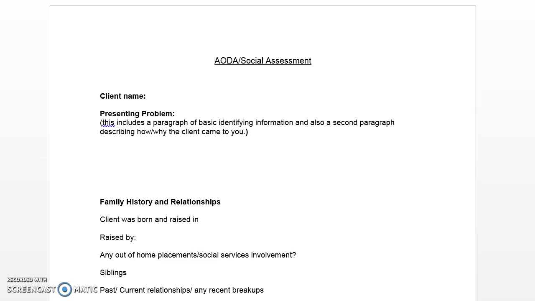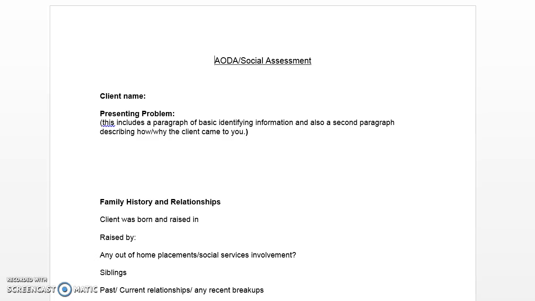Okay, when looking at your AODA social assessment, you will be completing this again on your movie character. There are some hints throughout the assessment of questions you would want to answer and that you would ask a patient. Some of this information you will be able to take directly from the movie that you watched. Some of it you'll have to make up. Please remember that it should be realistic. Don't make up something that's not believable.